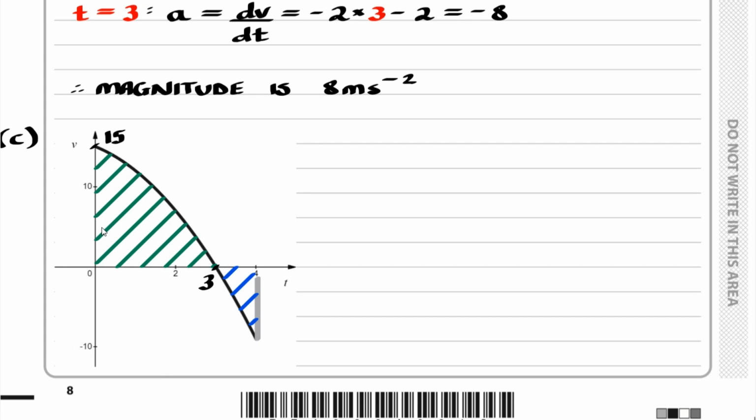So, for us to find out the total distance, what we have to do is integrate from 0 to 3 and add on to that the integral from 3 to 4, but bearing in mind here we would have a negative area because we're below the t-axis, which means we are required to find the magnitude of the integral from 3 to 4 of v with respect to t.